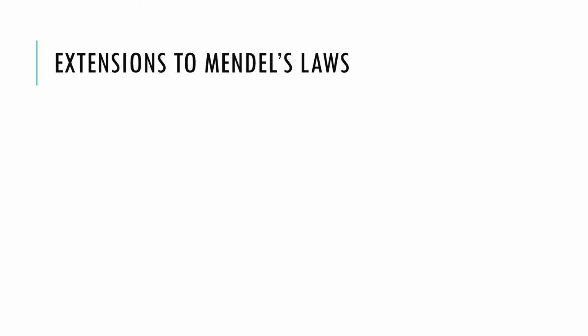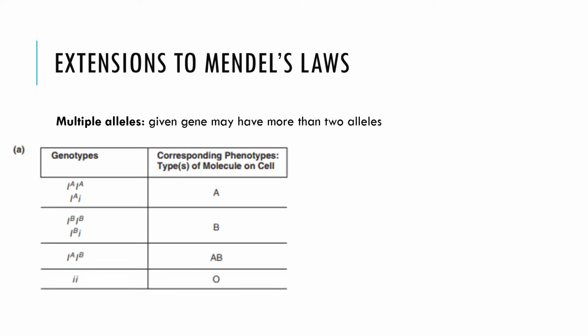Another extension to Mendel's laws is multiple alleles. A given gene may have more than two alleles. If a person with blood type A mates with a person having blood type B, it is possible in some cases for the couple to have a child that is neither A nor B nor AB, but a fourth blood type called O. The reason: the gene for the ABO blood types has three alleles. We have 1, 2, and 3.